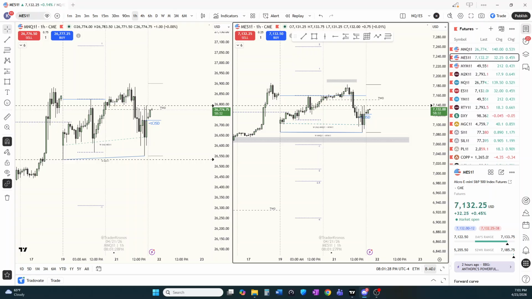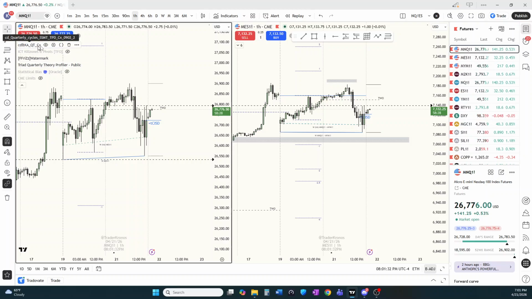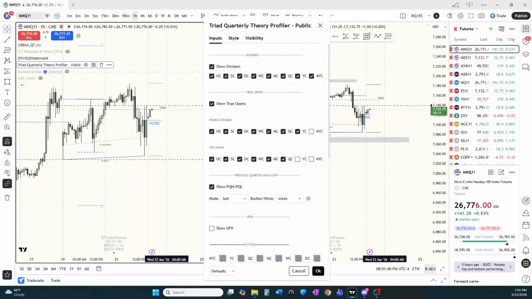I use that CDKA indicator for the sequential SMT in the defining range, but I use this triad quarterly theory profiler for my quarter dividers.